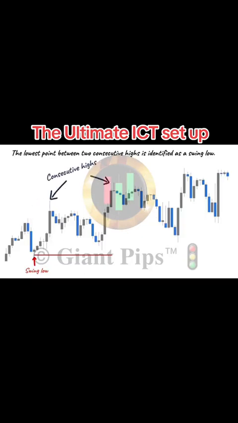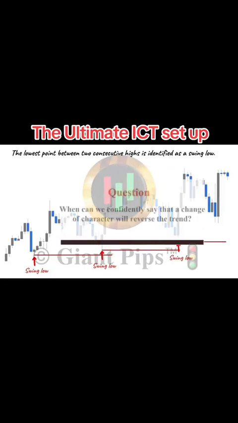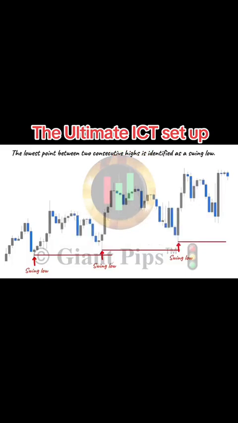Here we have another break of structure by this move. So the lowest point between two consecutive highs is identified as the swing low. Once again, another two consecutive highs and a swing low we have. Keep in mind that the same concept applies to the bearish scenario. Now here comes another question. When can we confidently say that a change of character will reverse the trend?